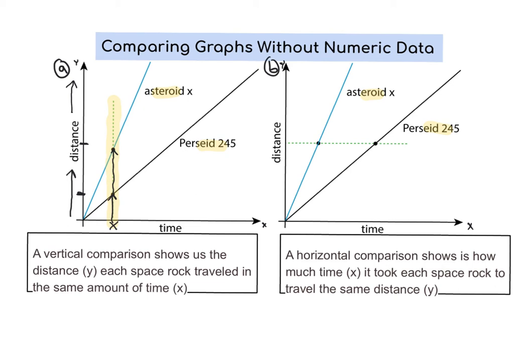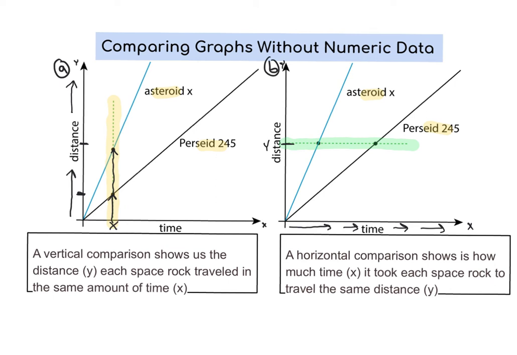So over here on example B, I have this horizontal comparison. And what that is showing us is how much time it took each of our space rocks to travel the same distance. So again, we don't really know what that distance is. We'll just call it distance y. We just know that on our x-axis, time, as it moves forward, gets greater and greater in value.